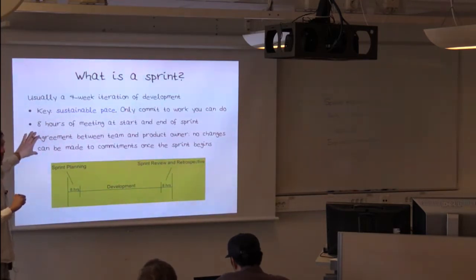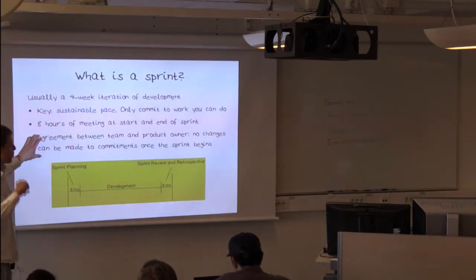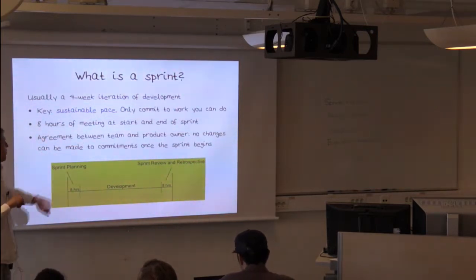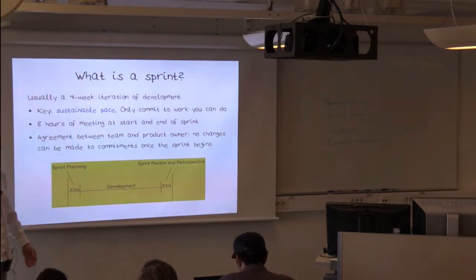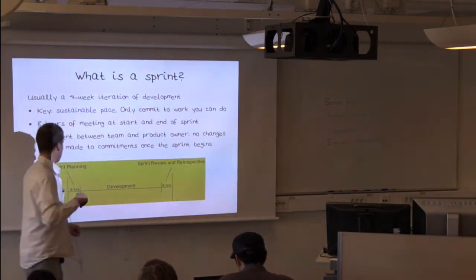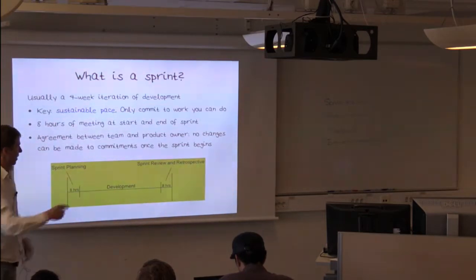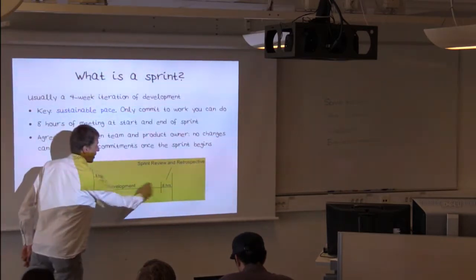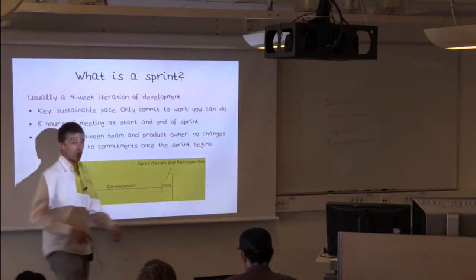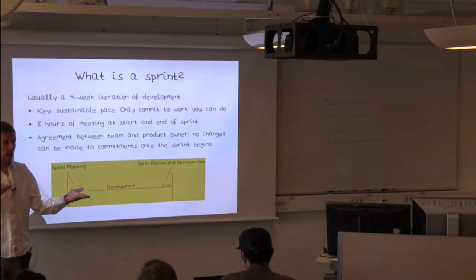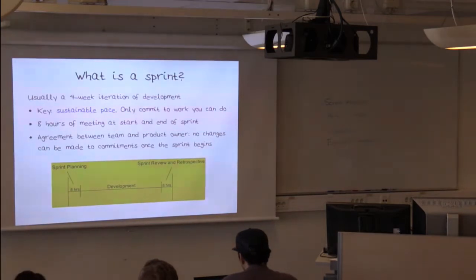And there's an agreement, as I mentioned before: no distractions, no interference during the sprint. Agreement between the team and the product owner. This is an understood agreement, right? It doesn't need to be stated. No changes during the sprint. So we have some meeting at the beginning, the sprint planning meeting. Then the development happens. And at the end of the sprint, we have this review where you show what you've done. And then we take a step back and reflect on how it went.